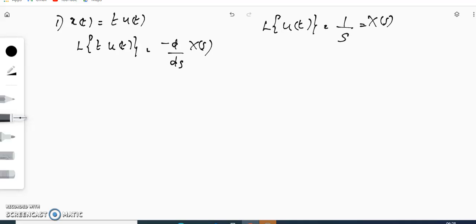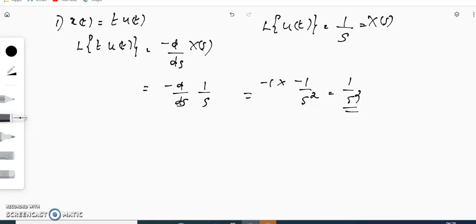That itself is what we call X of s. So we just need to substitute here. Minus d by ds of 1 by s. So it is equal to minus 1 into the derivative of 1 by s, which is minus 1 by s square. So the answer will be 1 divided by s square.